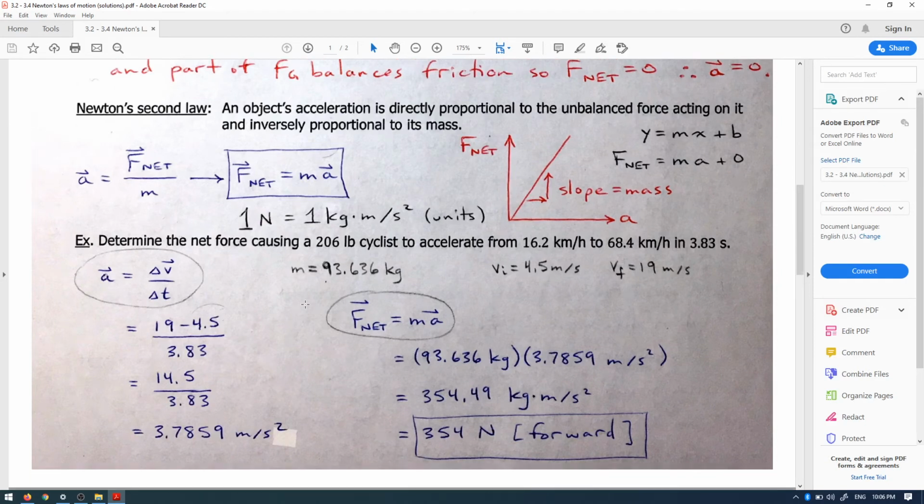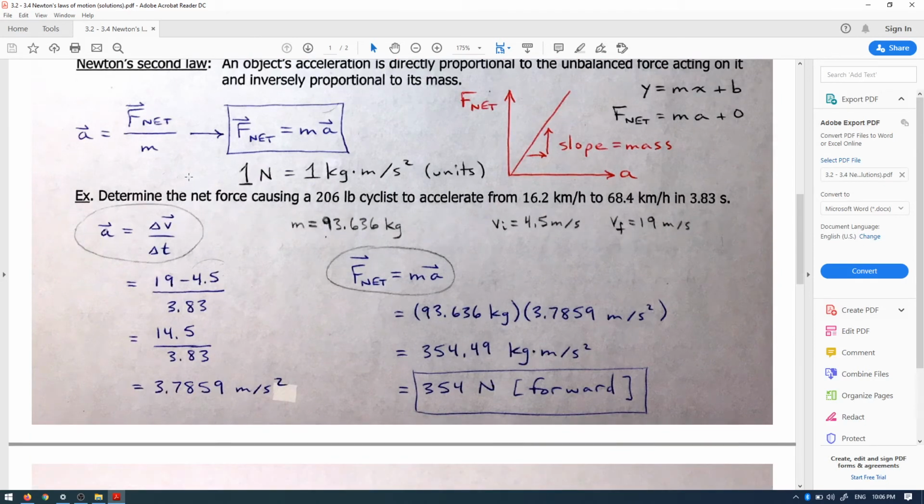So let's use this equation for Newton's second law in action. You want to determine the net force causing a 206-pound cyclist to accelerate from this speed to this speed in that many seconds. Now, I want the net force, so I need F net. But in order to do that, I need the mass and the acceleration. Now, I'm given 206 pounds. So that's the mass, but in pounds. How do you convert it to kilograms? Well, in kilograms, that's going to be 93.636. You divide by 2.2.